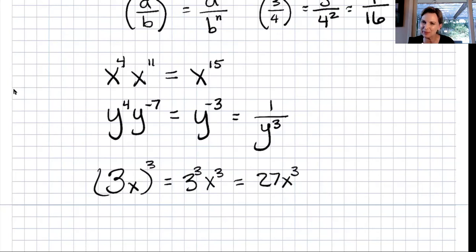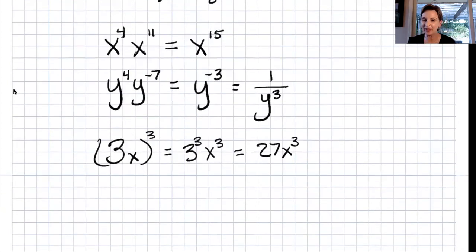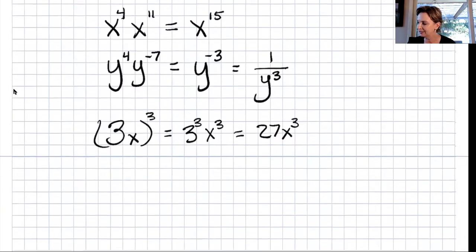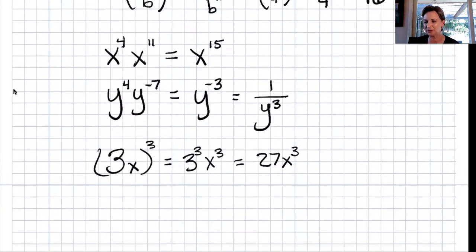For some reason, there's something about the combination of 3 and 3 that we all want to say is 9, but it's not. It's 27. So when you get that particular problem, 27. But you've got to cube the number part and the variable part. Now let's get to some more complicated ones.